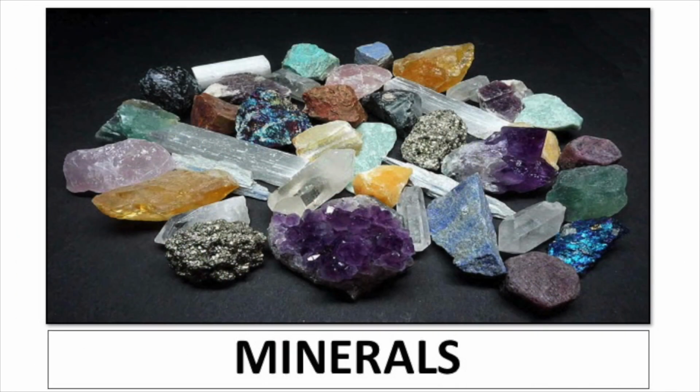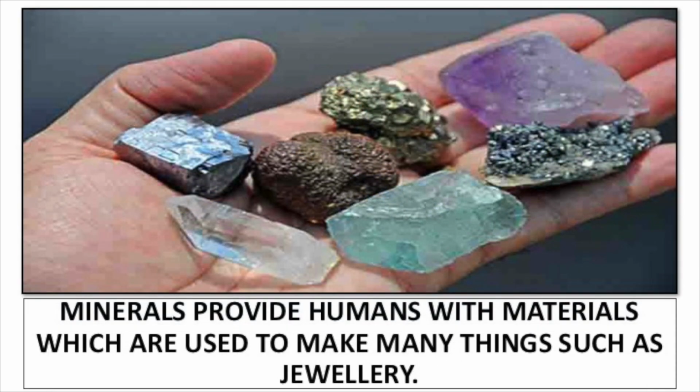And finally, minerals. Now, minerals are the types of rocks and expensive stones that we can find in the earth. You can see here an example of different types. Minerals provide humans with materials which are used to make many things, such as jewelry.